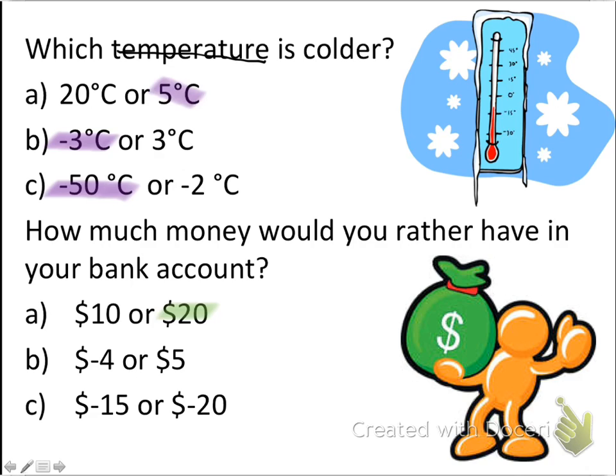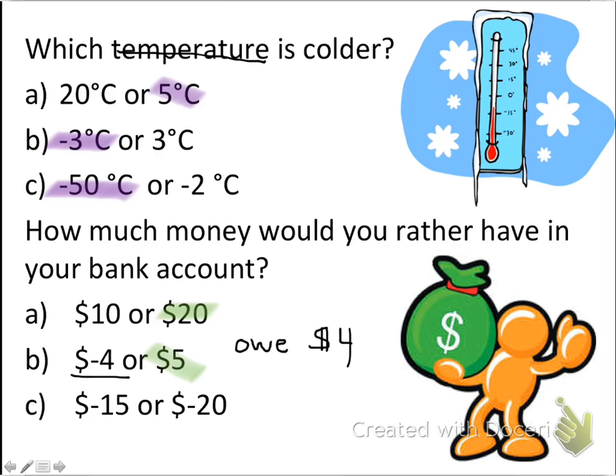And what does this negative $4 mean? Well, this negative $4 means you owe the bank $4. And I don't like owing money. I'd rather have money than owe money. So, in this first one, you could owe $4 or you could have $5. I would rather have $5 than owe $4.